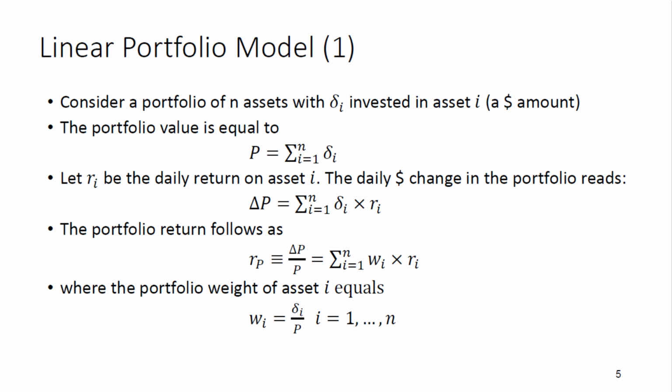So how do we define the weight? The weight of asset i is simply the value of asset i, delta i, divided by the total portfolio value P. So this is a very standard representation of a portfolio model.